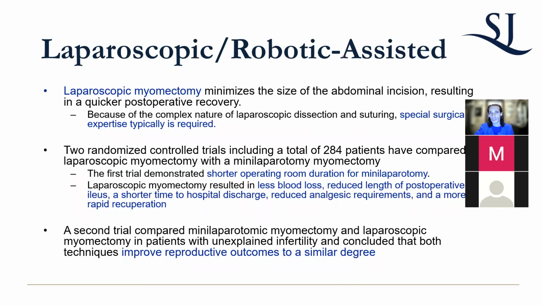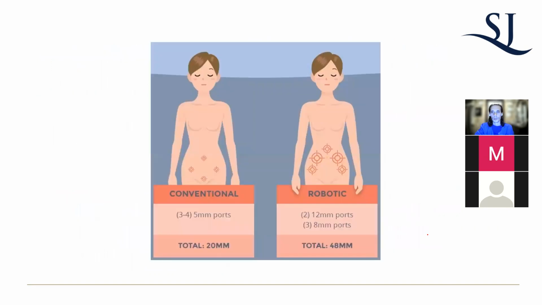Laparoscopic or robotic assisted surgeries are pretty much the same thing. It really depends on if you're able to access all of the fibroids laparoscopically or robotically assisted. It really depends on your operator, but it's the same. The improvement is the same to a similar degree. Just FYI, your conventional straight stick laparoscopy is done with 3 to 4 ports.